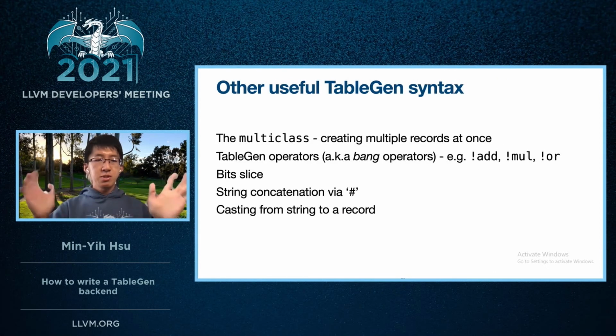And of course, in this tutorial, I only cover some common TableGen syntax. There are a lot of other useful TableGen syntax, like multiclass, which is a really useful helper for you to create multiple TableGen records at once. And there are also TableGen operators, like constexpr in C++14, that statically evaluate the value at TableGen parsing time. And there's also a handy string concatenation, the paste sign.